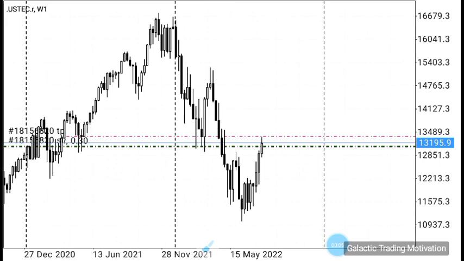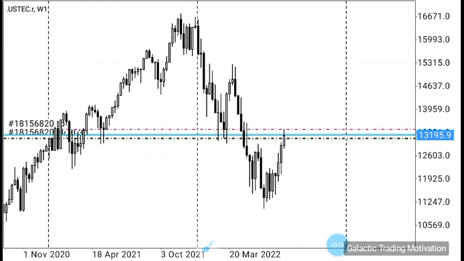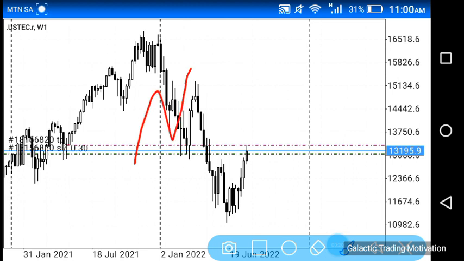Let's have a look at NASDAQ 100. As you can see, in front of me is the weekly chart. In the previous video, we spoke about how we have an M structure over here with a neckline being in this region over here, right?